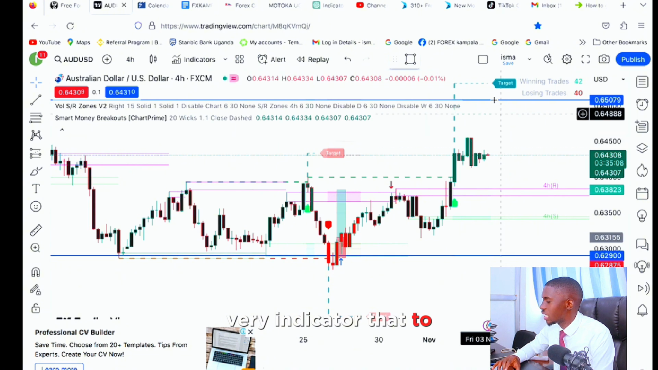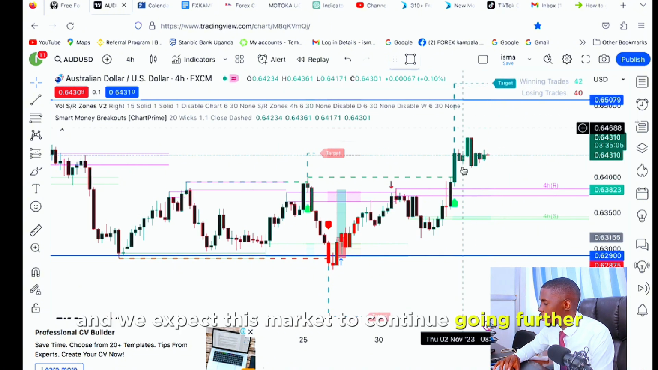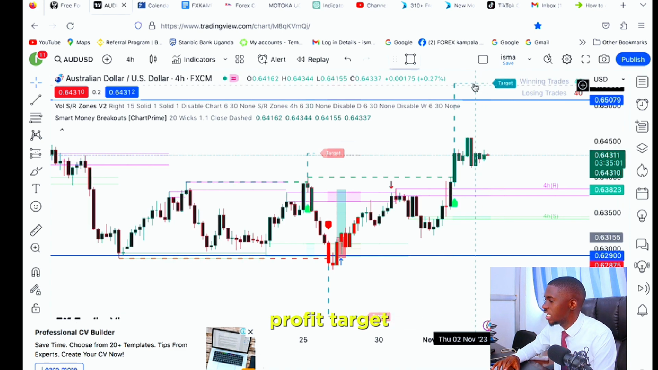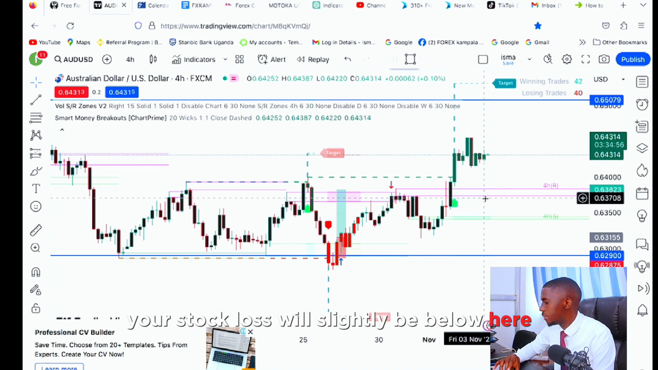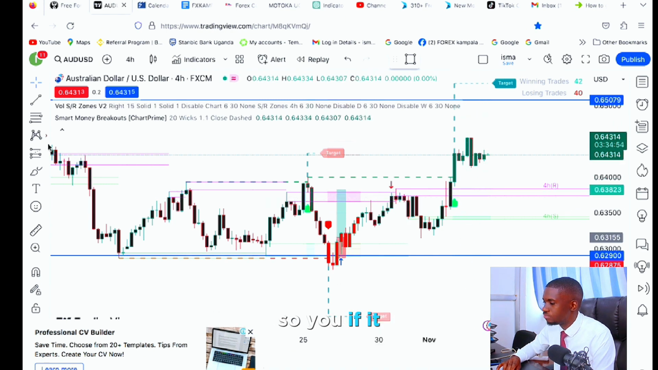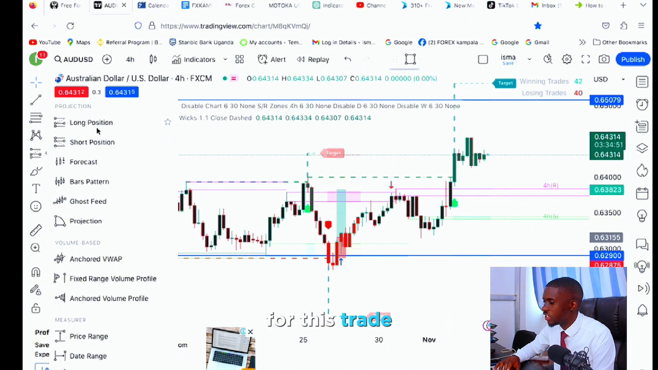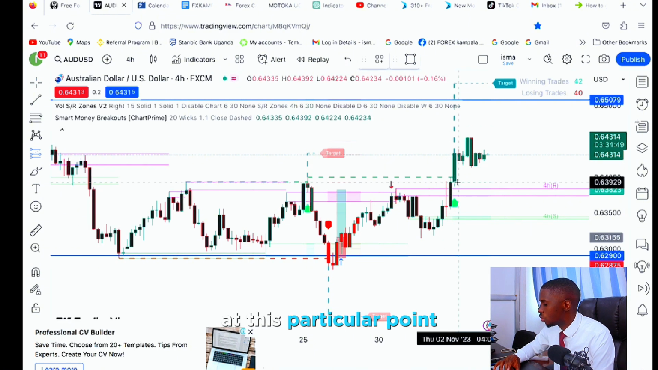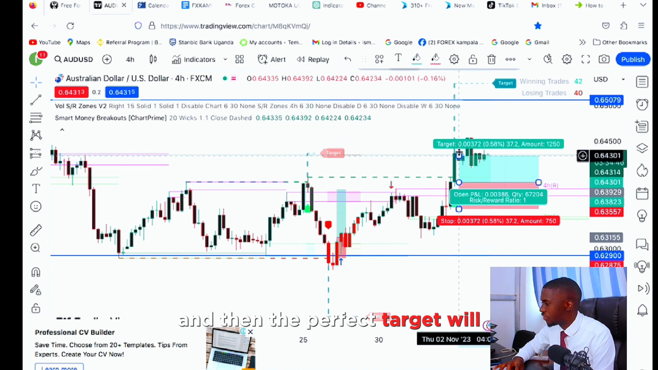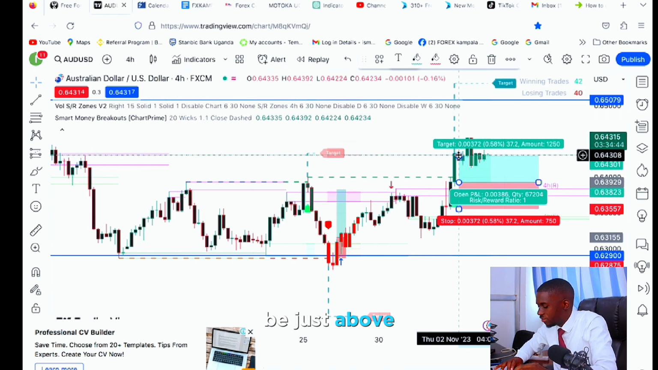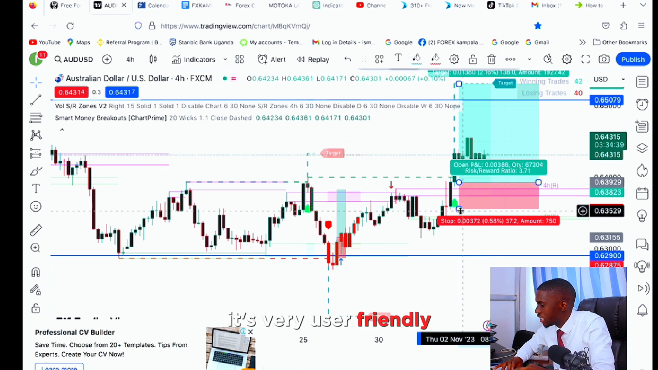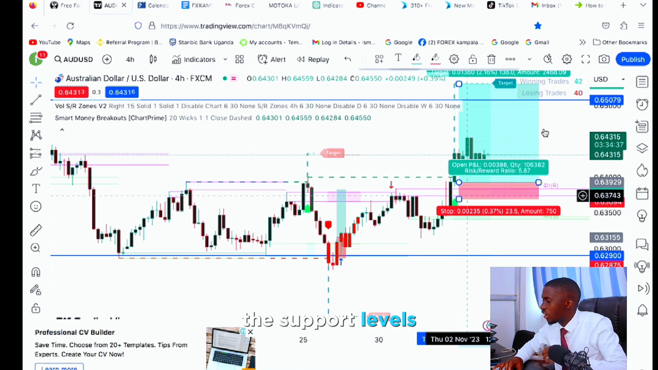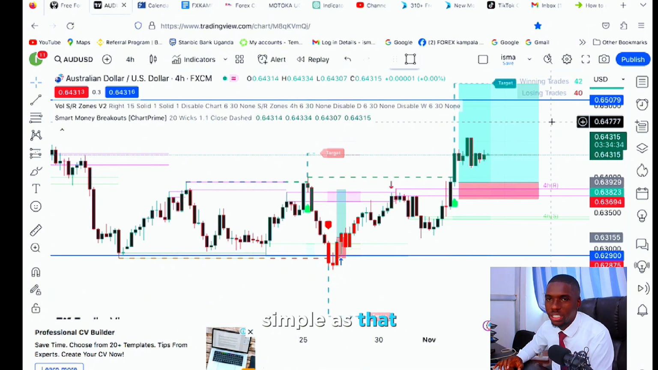This very indicator will give you the profit target, and we expect the market to continue going further to this level. It also means that your stop loss will be slightly below here. So if we were to go in for this trade, you will put your buy order at this particular point, and then the profit target will be just above, as the indicator shows you. It's very simple, very easy, very user friendly. It drafts for you the support levels and resistance levels, and it's as simple as that.